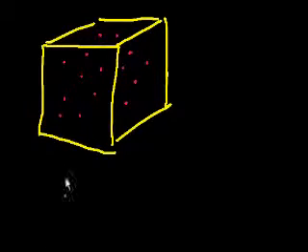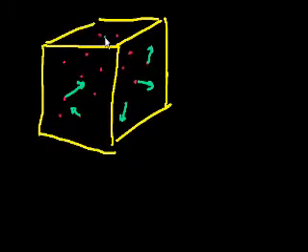Let me draw their velocities. This one might be going really fast in that direction. That one might be going a little bit slower in that direction. They all have their own little velocity vectors, and they're always constantly bumping into each other and bumping into the sides of the container and ricocheting here and there and changing velocity.